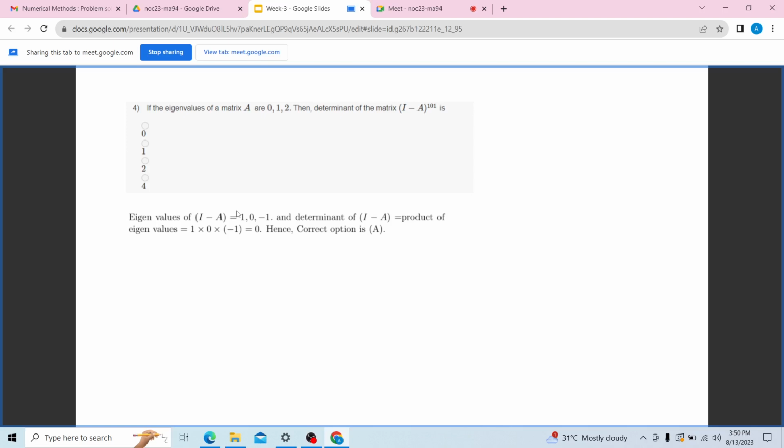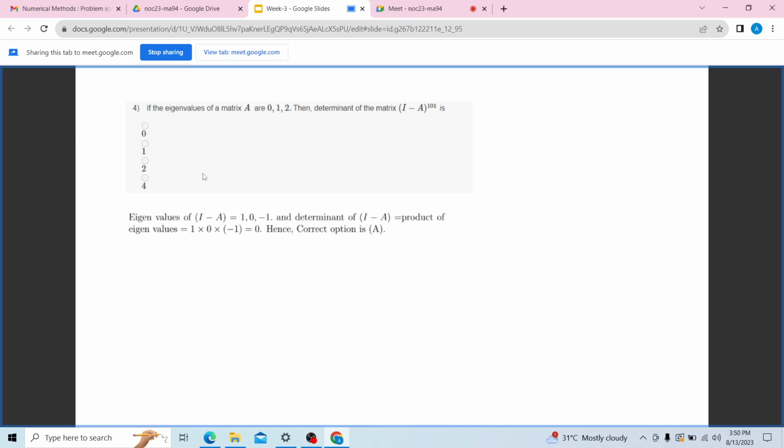This will also give you the determinant of the matrix, since the matrix I minus A is a diagonal matrix. So just calculate the product of its eigenvalues. So you will get 1 into 0 into minus 1, that is 0. Fine. So determinant of matrix I minus A is 0. Now when you take its power as 101, it will be again 0. Hence the correct option is A. Fine.